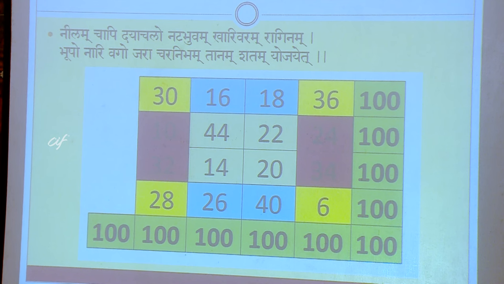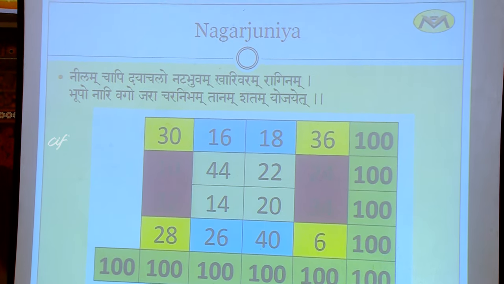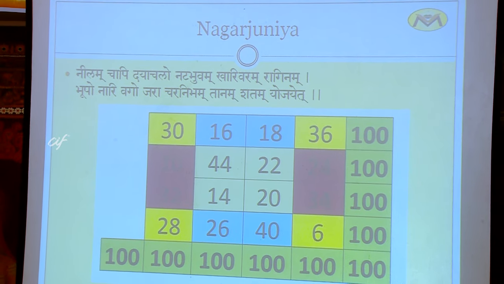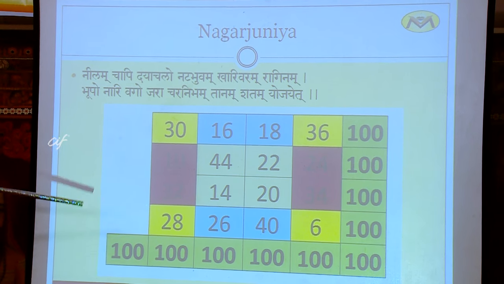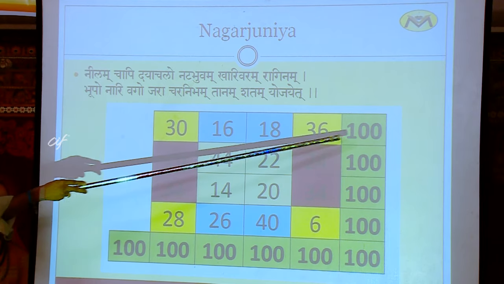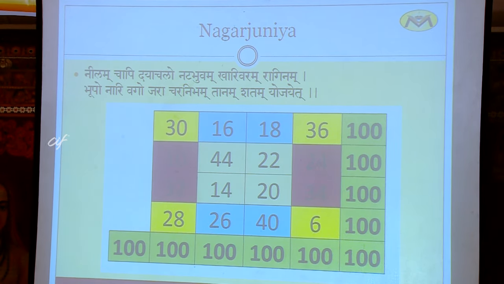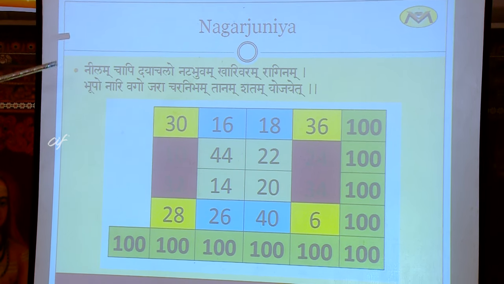Now this is a magic square that was constructed by an alchemist named Nagarjuna. There were many alchemists by the name Nagarjuna, and in Datta and Singh's research article it is said that this Nagarjuna is from the 1st century CE, common era. In that he gives a formula for constructing a magic square where the magic constant is 100. So he gives this verse.